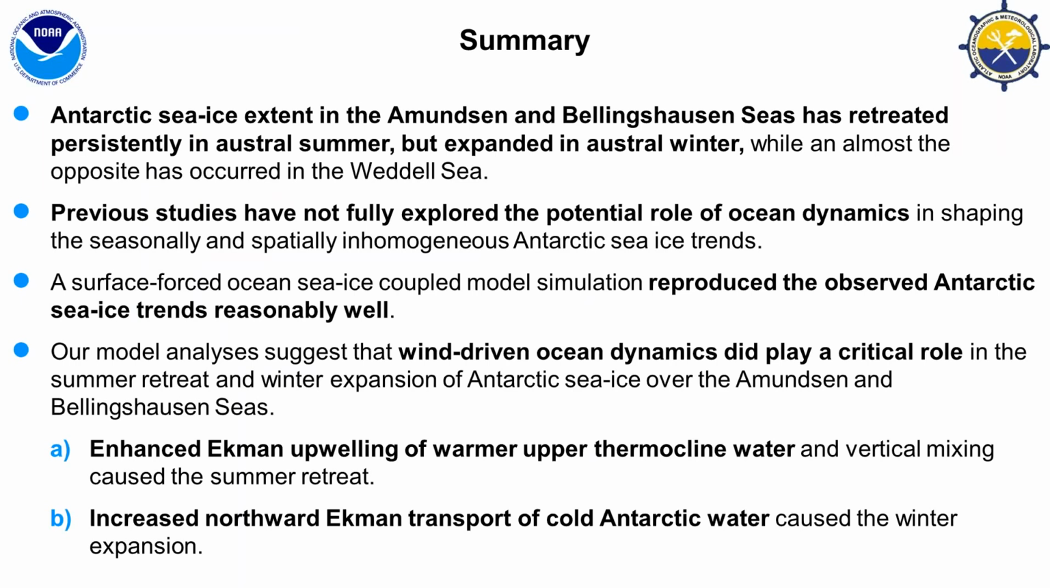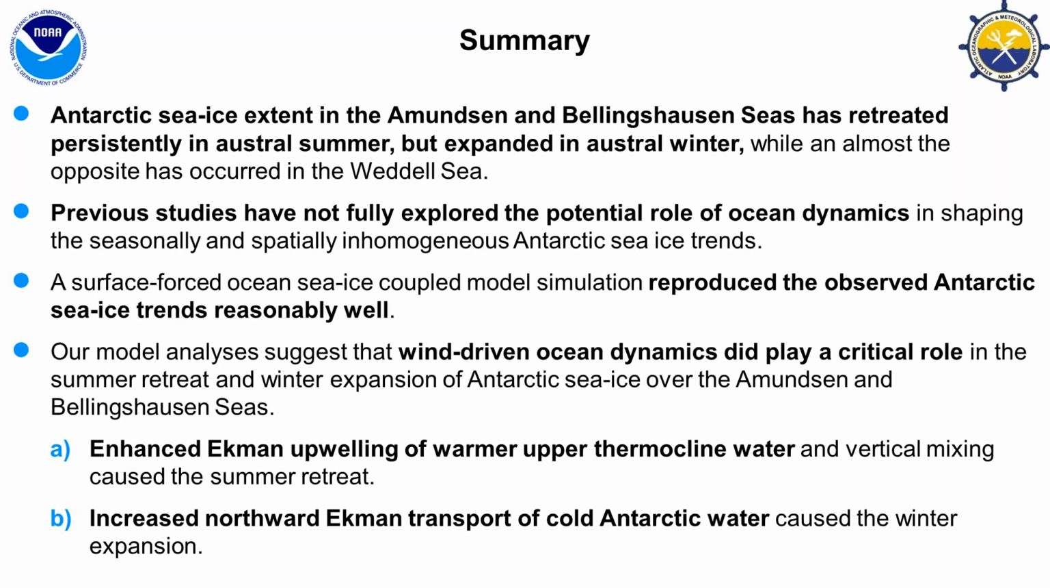I want to read through this main conclusion here. So our model analysis suggests that the wind motion dynamics did play a critical role in the summer retreat and winter expansion of the Antarctic sea ice over the Amundsen and Bellingshausen Seas. The enhanced Ekman upwelling of the warm thermocline layer water and the subsequent vertical mixing caused the summer retreat, and also increased northward Ekman transport of the cold Antarctic water caused winter expansion of the sea ice there.